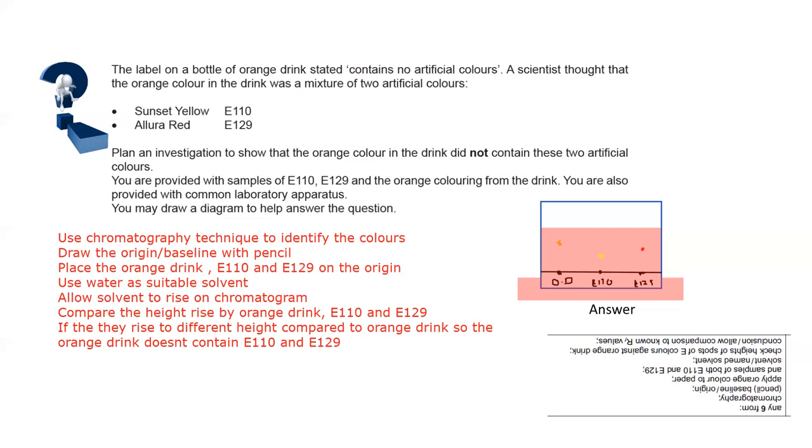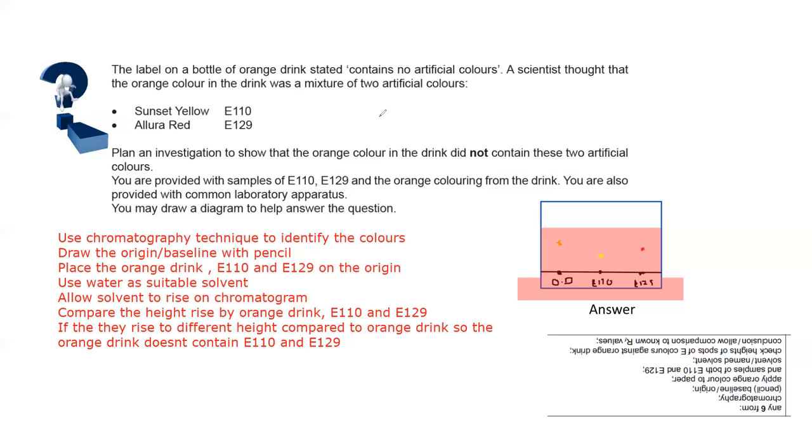So basically you should be able to plan experiments. Similar types of questions are there, not the exact same, but similar questions are there. Sometimes they may ask how you can find the number of substances present in a food color. So you can just modify the experiment.